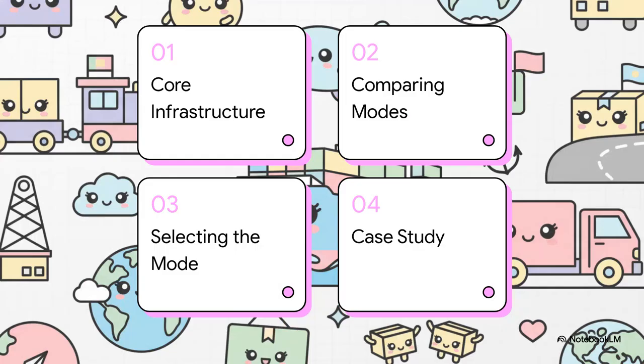Here is our quick roadmap for today. First, we'll look at core transport infrastructure. Second, comparing transport modes. Third, selecting the right mode. And finally, we'll wrap up with a practical case study on fresh fruit.